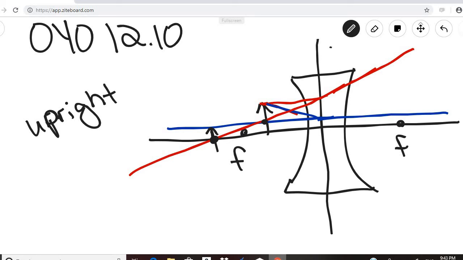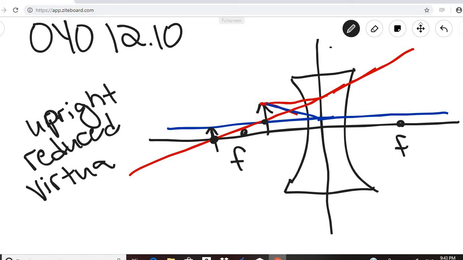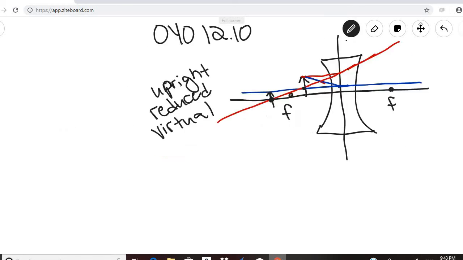It will be reduced, and it will be a virtual image. Okay, so that is all. Those are the on your owns relating to divergent lenses. I want to say just a few things about the human eye.